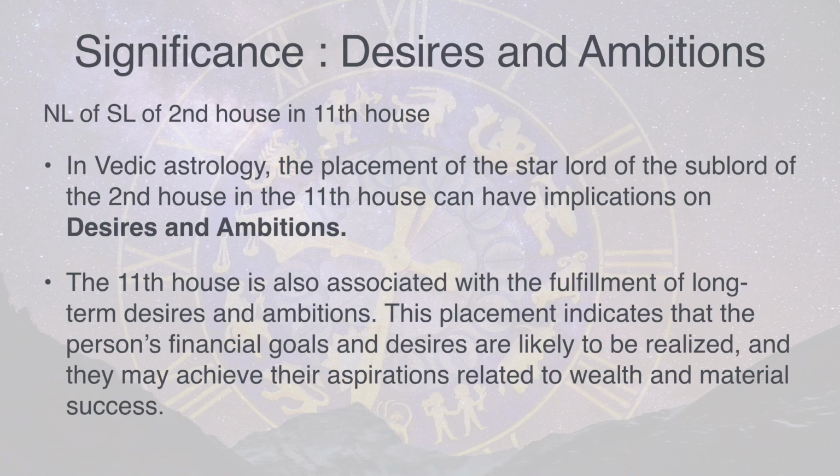In astrology, the placement of the star lord of the sublord of the second house in the 11th house can have implications on desires and ambitions. The 11th house is also associated with the fulfillment of long-term desires and ambitions. This placement indicates that the person's financial goals and desires are likely to be realized, and they may achieve their aspirations related to wealth and material success.